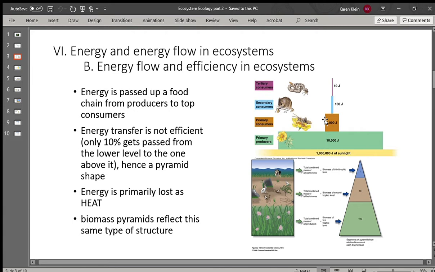And it's often why you see these energy transfer constructs represented in this triangular type of fashion, because that is how it is most represented as far as that inefficient transfer of energy.